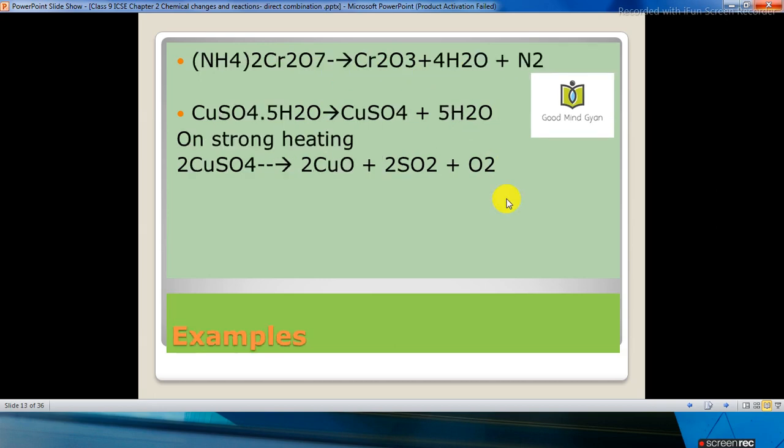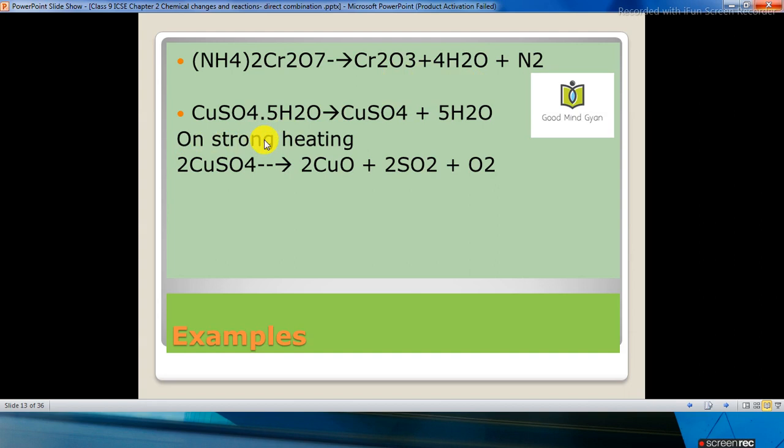Now more examples we have. Ammonium dichromate, (NH4)2Cr2O7, is an orange colored compound. This orange colored compound will decompose to give chromium oxide. So here it is decomposing and you're getting chromic oxide, which is a green colored residue, along with water and nitrogen.